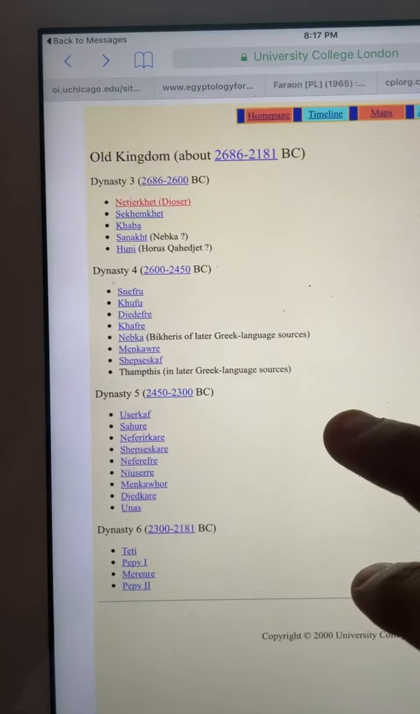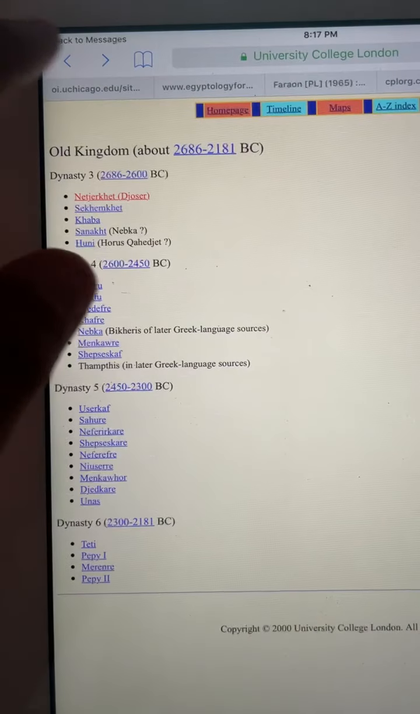By the sixth dynasty, this is the Old Kingdom. This is the time period for that Old Kingdom. All right, let's go back.